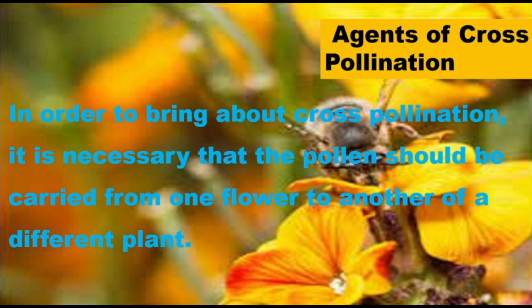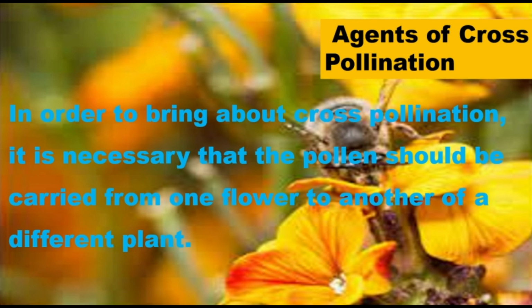In cross pollination, some agents are necessary to carry the pollen grains from anther to stigma. So this is the one we are going to discuss. In order to bring about cross pollination, it is necessary that the pollen grain should be carried from one flower to another flower. So some animals or birds have to carry the pollen grains from one flower to another, different flower.